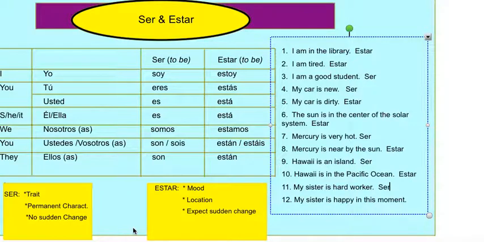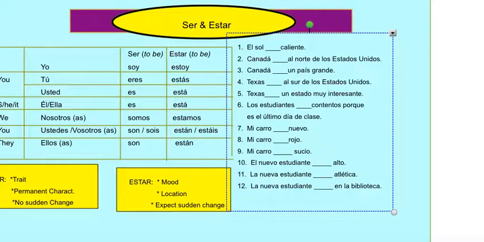My sister is happy in this moment. Am I describing a trait or a mood? Well, a mood. Estar. Let's go to the next slide. Look at this here.